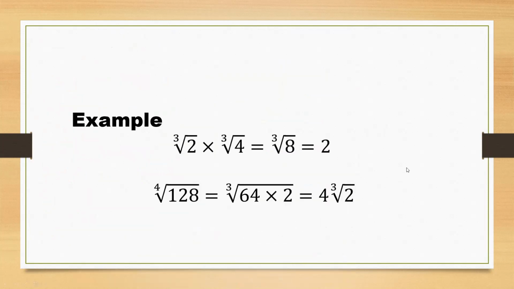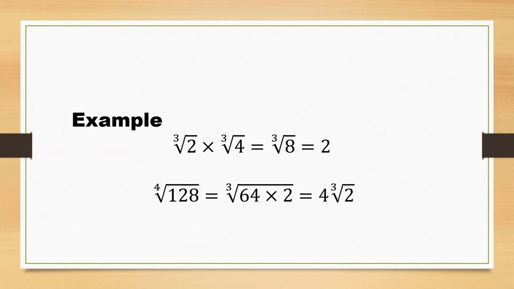An example here. I have the cube root of 2 multiplied by the cube root of 4. So I multiply 2 by 4, which is 8, and put it under one cube root. It will be the cube root of 8, because 2 times 2 times 2 equals 8. So the cube root of 8 will be 2.